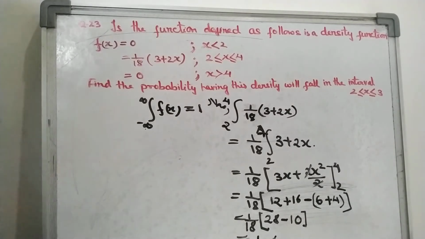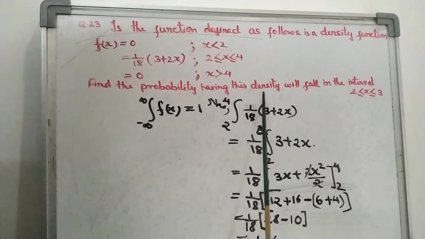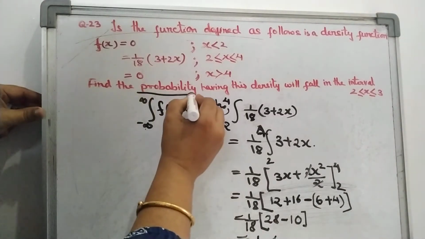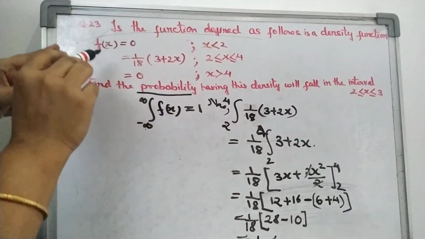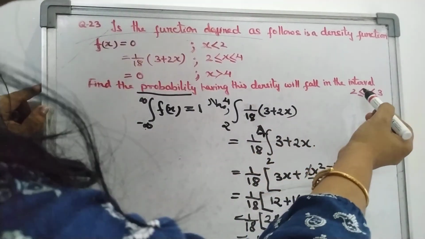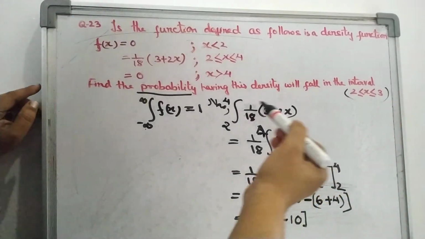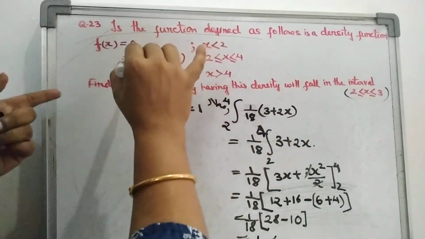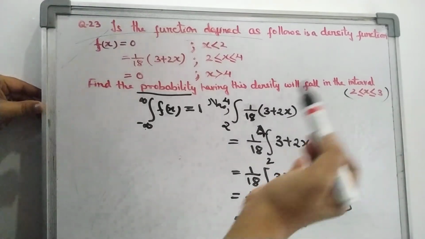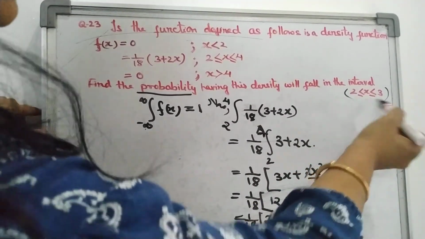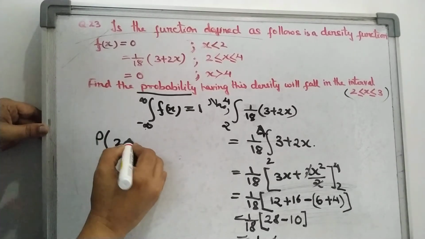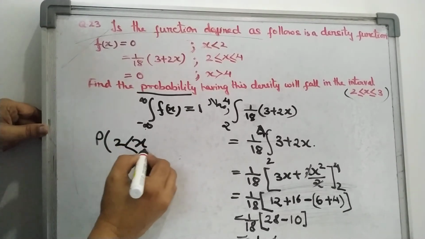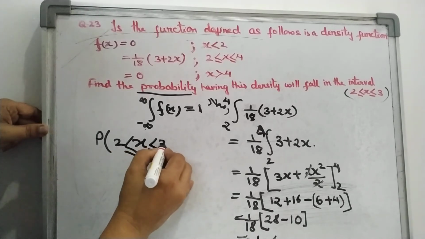Now the second part: find the probability having this density. If it is a density function, then what is the probability of this density function falling in the given interval? That means the area. So you are asked to find the probability of x lying between 2 and 3.